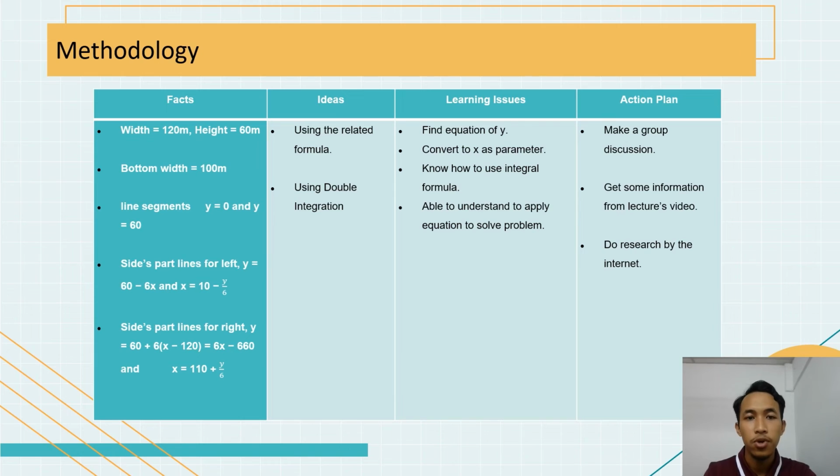Side part line for right: y equal to 60 plus 6 times (x minus 120) in brackets, equal to 6x minus 660, and x equal to 110 plus y over 6. Next column, ideas. Using the related formula and using double integration.